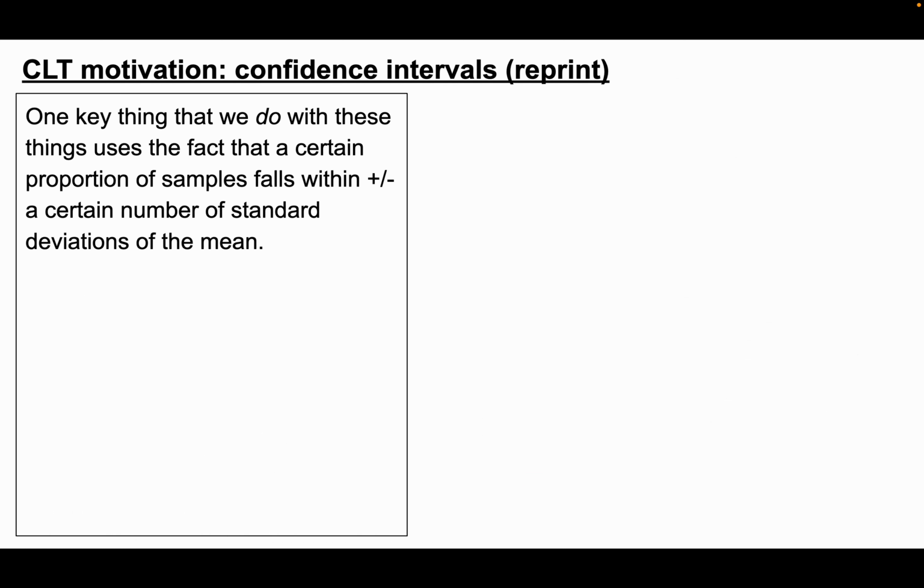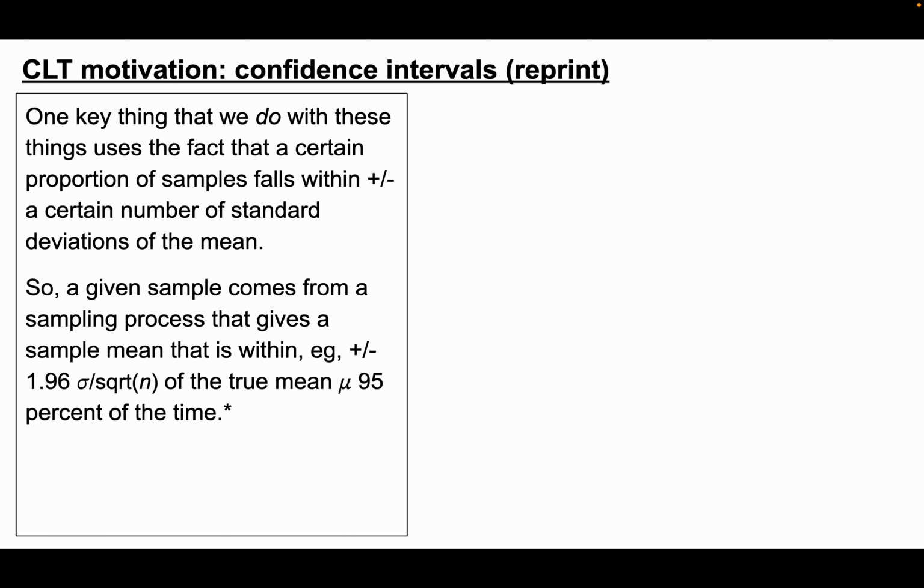So one thing that we can do with this fact is we know that a certain proportion of samples fall within plus or minus a certain number of standard deviations of the mean. So a given sample comes from a sampling process that gives a sample mean that is within, say, 1.96 or about 2 standard deviations of the sampling distribution of the true mean 95% of the time.